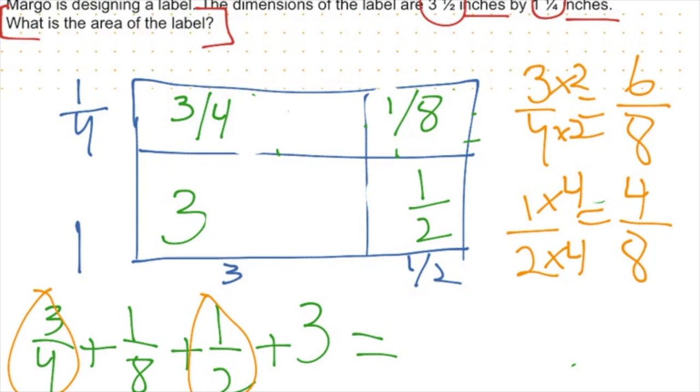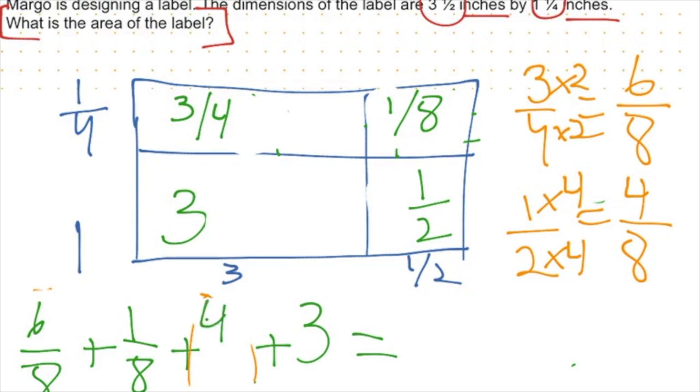So now we can change 3/4 to 6/8. And we can change 1/2 to 4/8. So 6/8 plus 1/8 plus 4/8 gives us 11/8 plus 3. We can't forget about our 3.